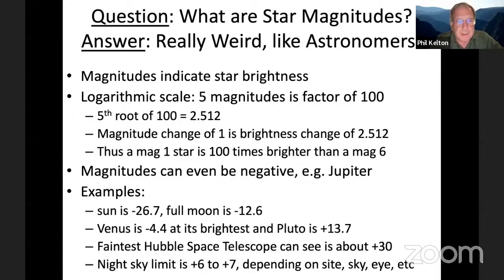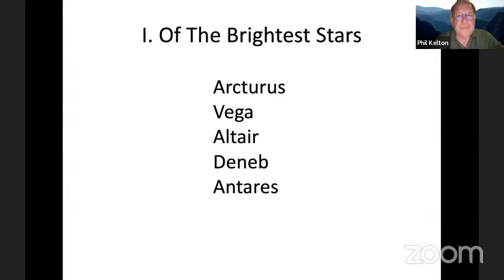So at the bottom, it gives examples. The sun's minus 26, the full moon's minus 12, Venus is minus 4, Pluto's typically 13, and the Hubble Space Telescope can see down to around 30, but the night sky limit's about plus 6 to 7, typically depending on the site, the sky conditions, how good your eyes are, and so on.